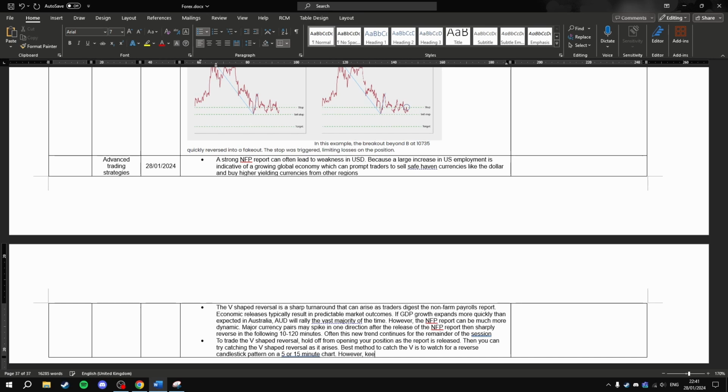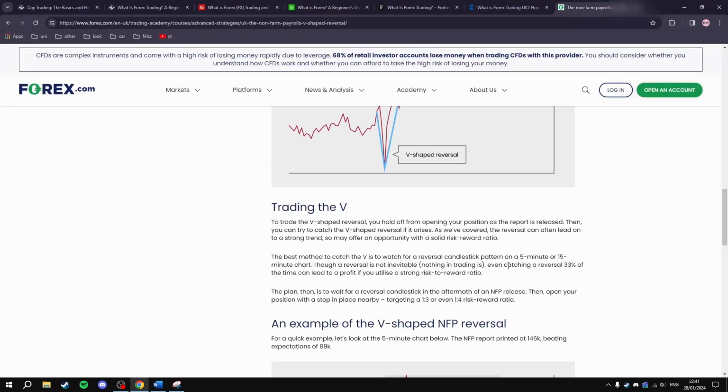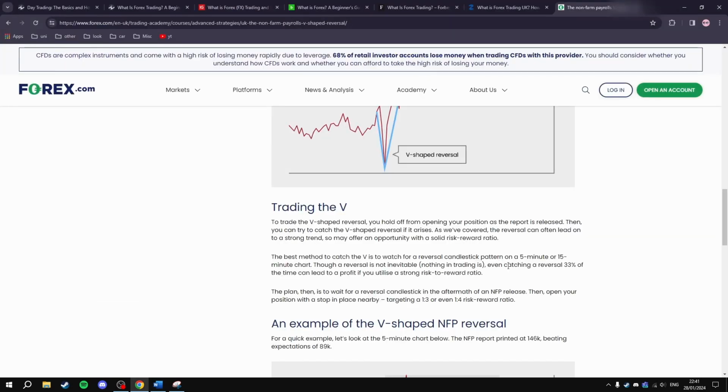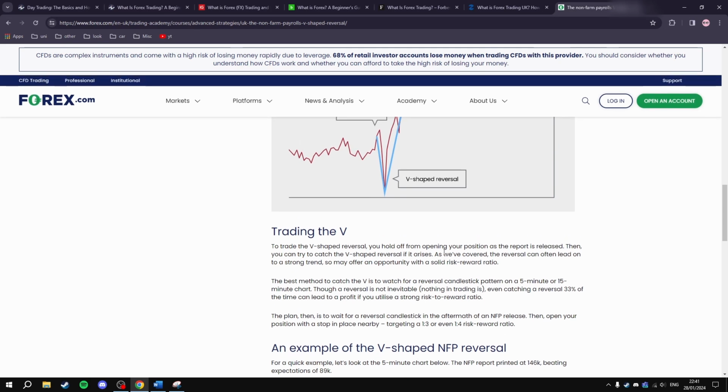However, keep in mind that a reversal is not guaranteed. The plan then is to wait for a reversal candlestick in the aftermath of an NFP release, then open your position with stop in place nearby, targeting a 1 to 3 or even 1 to 4 risk to reward ratio.